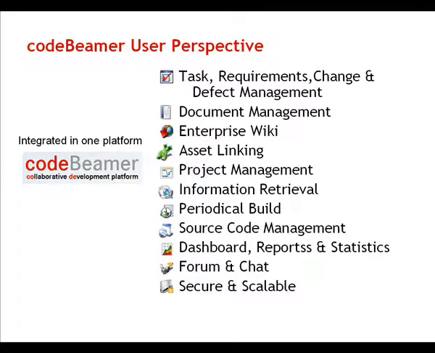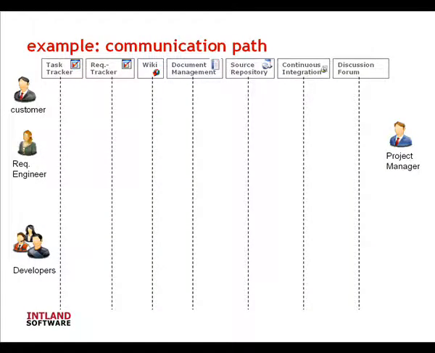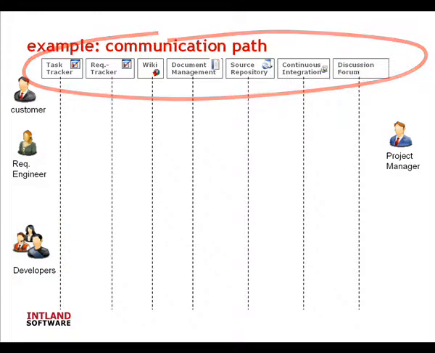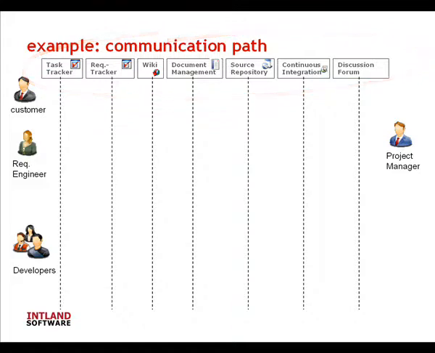This small example shall show you the capabilities of codeBeamer and the two sections inside codeBeamer used for the software development. Within our example, we got 4 different roles working with the system. We got a customer, a project manager, a requirements engineer, and a developer. At the top of this slide, you see the tools used as part of codeBeamer. These tools are being used in the different stages of the project.